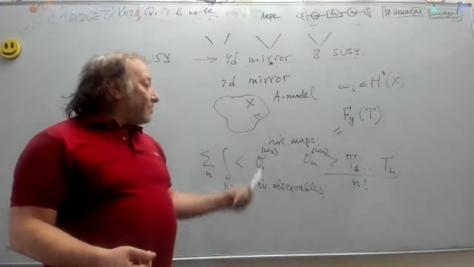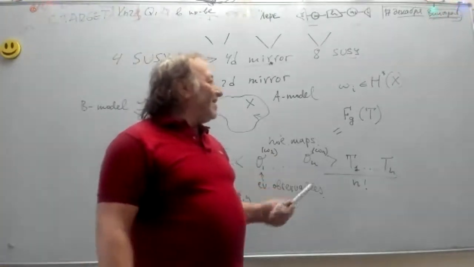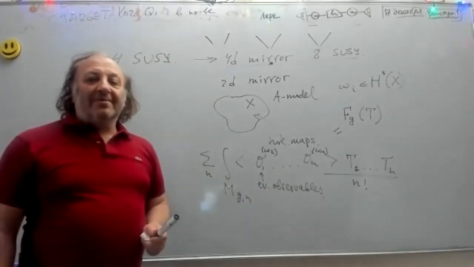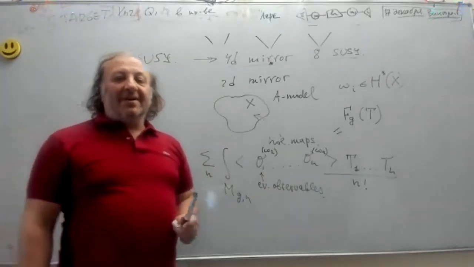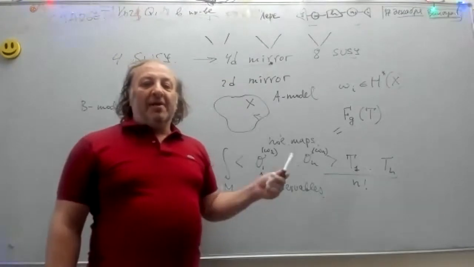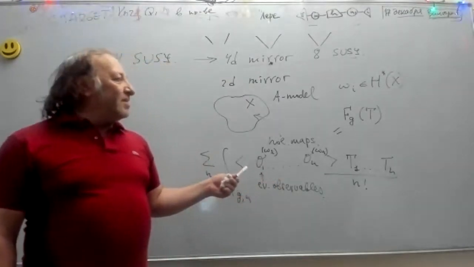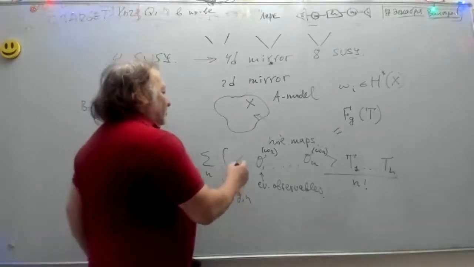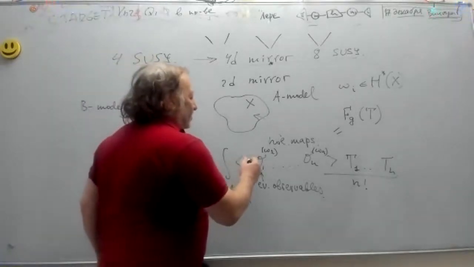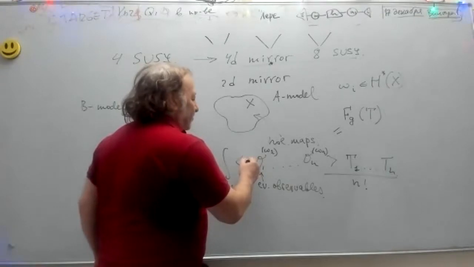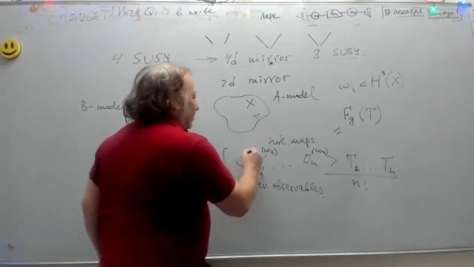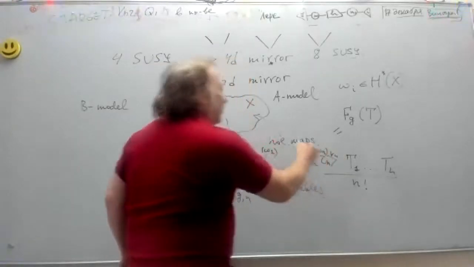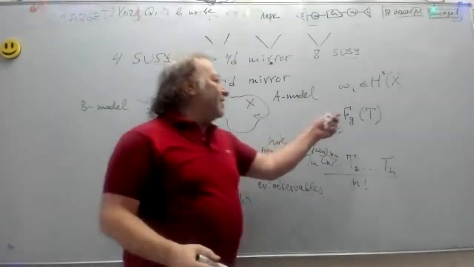When you said that you are omitting gravitational descendants, you meant no capital G. When I say that I omit gravitational descendants, I mean that I can put here so-called psi classes or tau classes. People call them differently. Tau 1, k1, ..., tau n, kn, and you will have an even more complicated function.